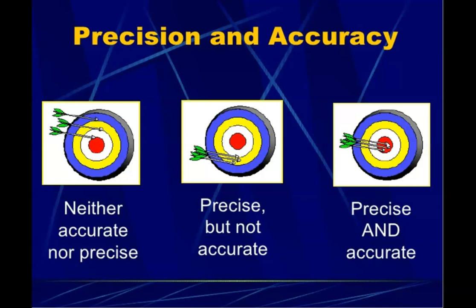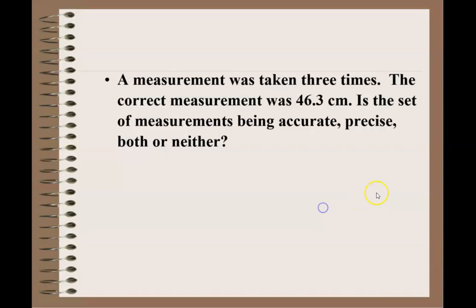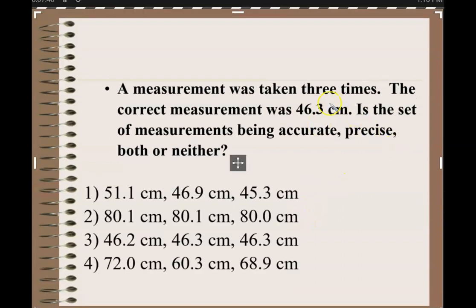So I do expect you to know the difference between accuracy and precision. And so here's some examples that I just made up. It says a measurement was taken 3 times. The correct measurement is 46.3 centimeters. So we measure a length of something. We're about to see some examples here. Are we being accurate? Are we being precise? Are we being both or neither? And I usually call accurate really close to like within a tenth or so off of that. Here's 4 examples. Now again, here is the measurement that we're trying to get to, 46.3 centimeters.